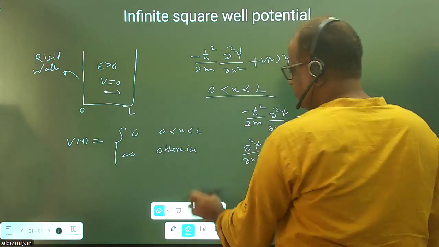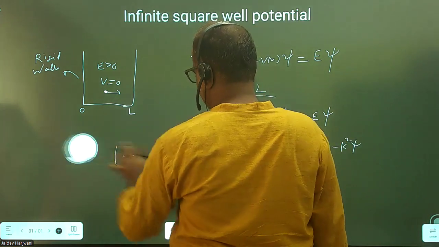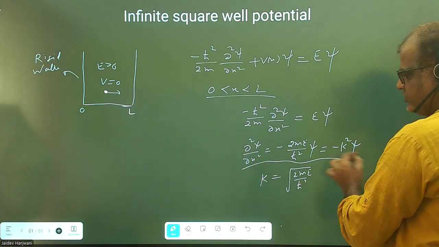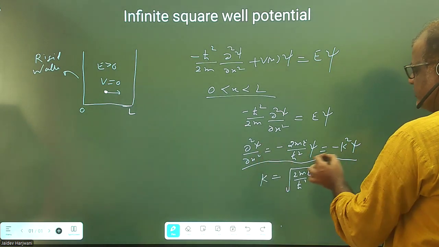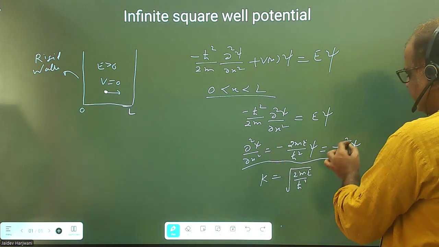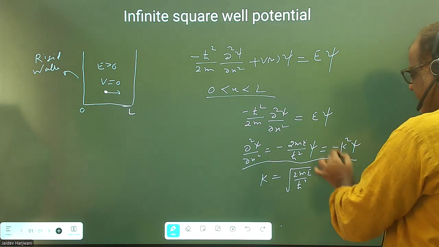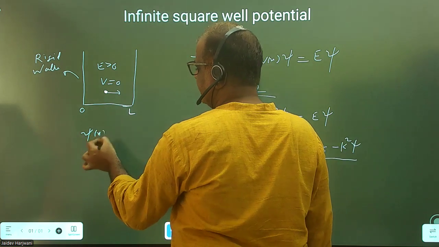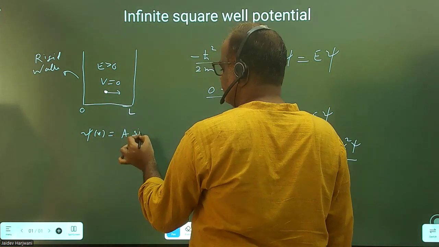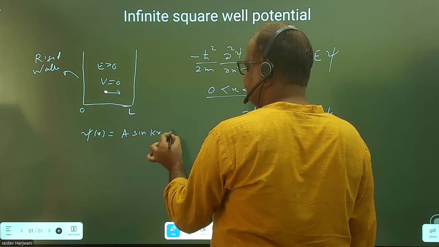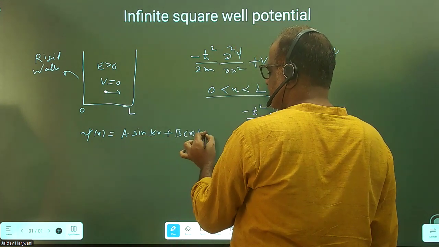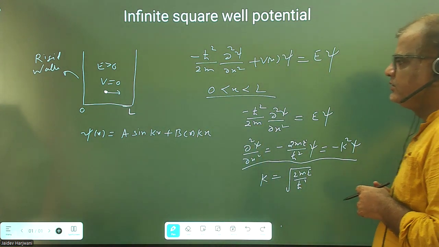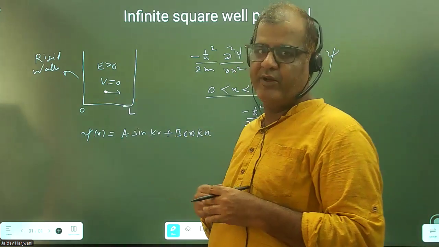Now if you see this equation, it is just like the simple harmonic motion equation, where you have del 2 y upon del x squared equal to minus omega squared y. So the solution of this equation will be psi(x) equal to the simple harmonic motion solutions, A sin kx plus B cos kx. Now in order to solve this, we need to apply the boundary conditions.